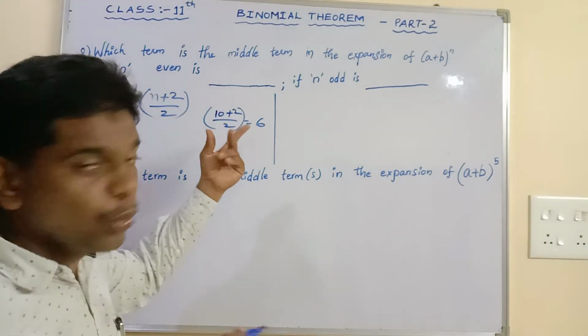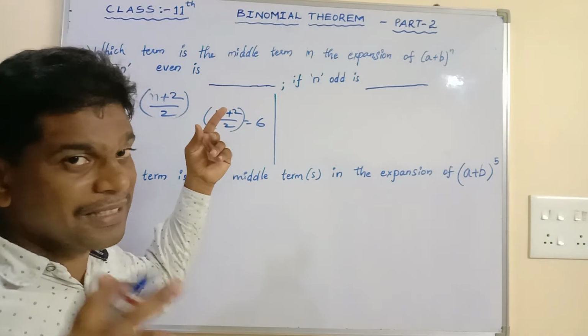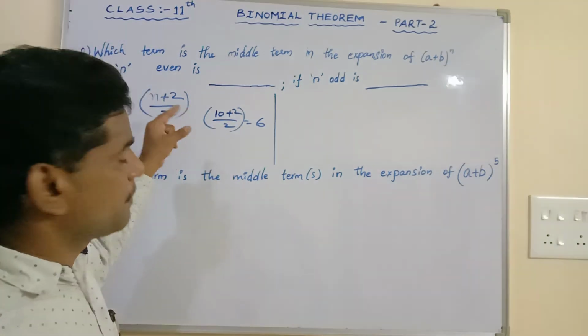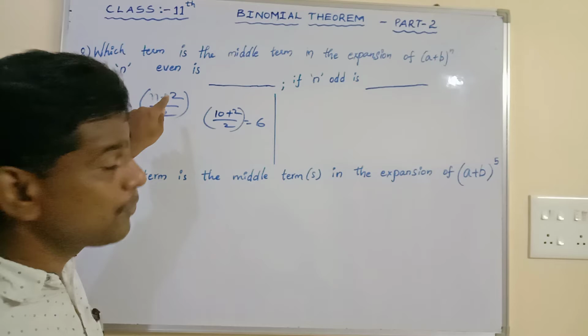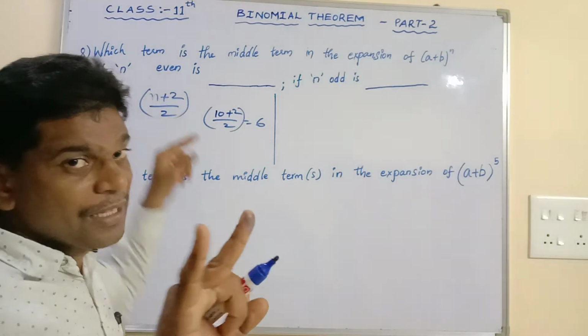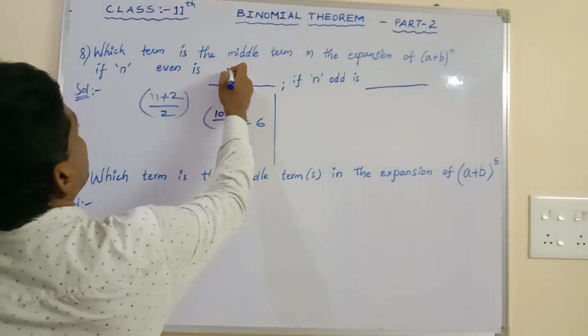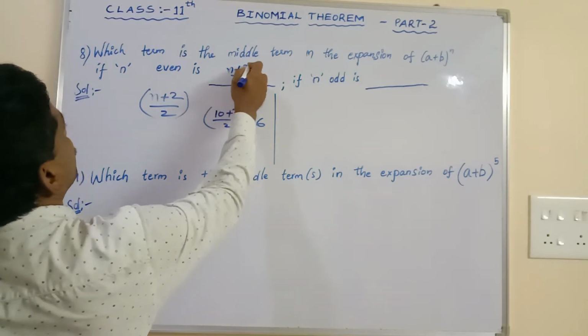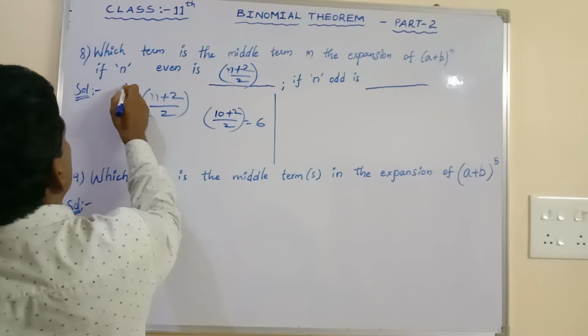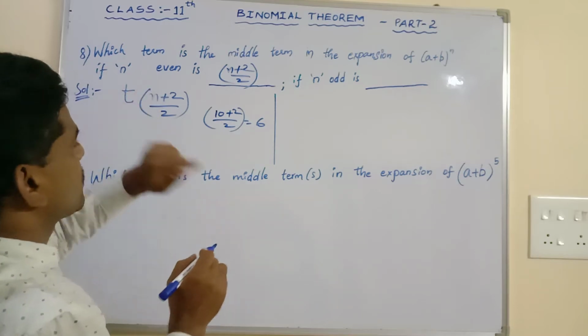If n is 2, we know that 3 terms are there. The second one is the middle term now. So better to substitute 2 here. 2 plus 2, 4. 4 by 2, 2 only. So 2 is the middle term. Clearly we know that. So here the answer is the (n plus 2) by 2 th term. Okay. So T of (n plus 2) by 2.